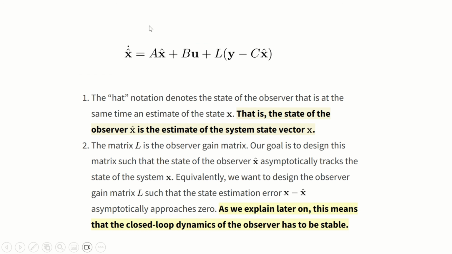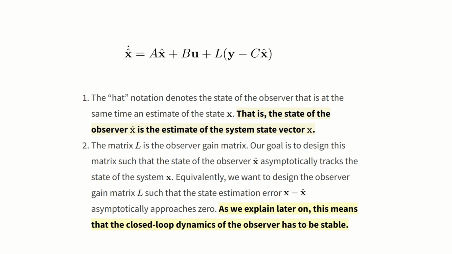And here is again the observer equation. Over here, L is the observer gain matrix, Y is the system output, C is the output matrix, X hat is the state of the observer, and this is very important to keep in mind. And A and B are system matrices of the plant, u is the control input vector, and this equation actually represents the dynamics of the observer. This equation can be discretized and implemented in hardware such as FPGAs, microcontrollers, etc.